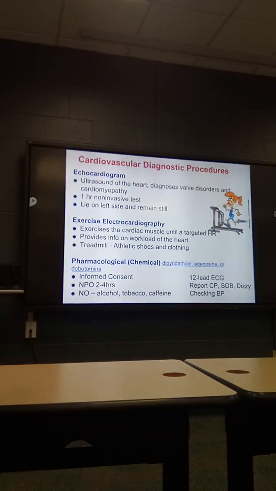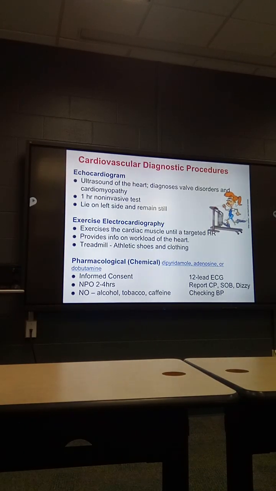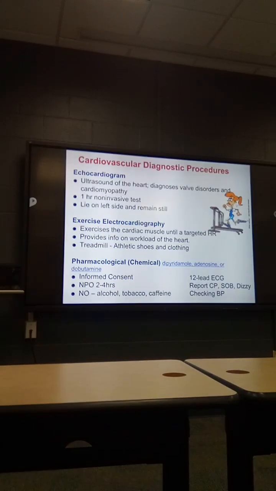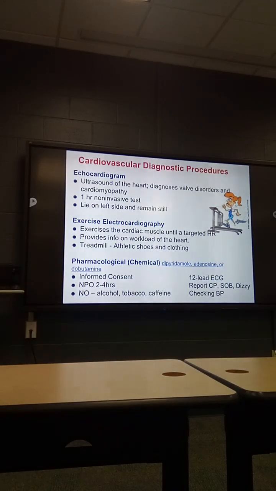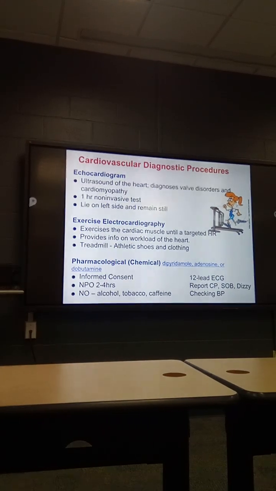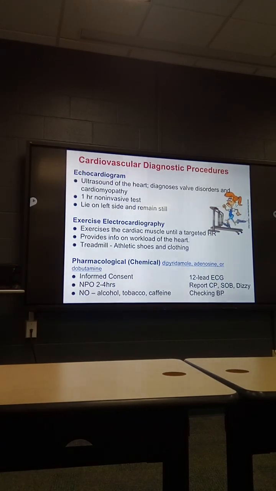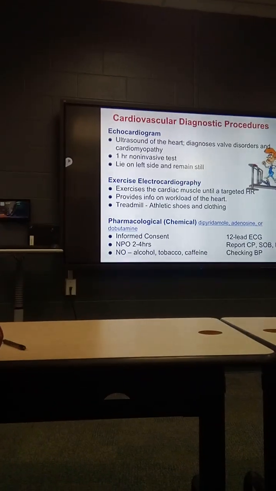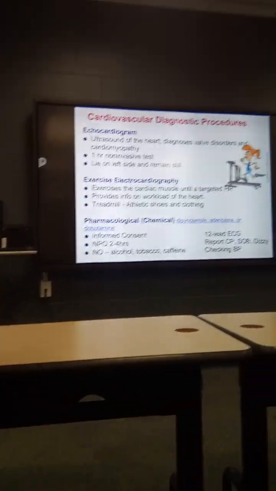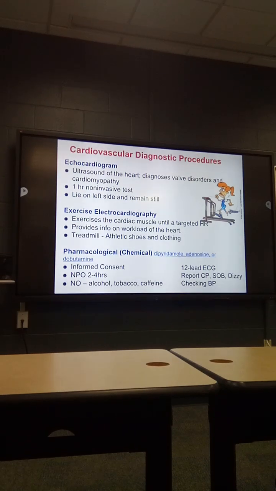And then we get into the stress test. There's two types of stress tests. There's a treadmill one, and then there's an adenosine one. The treadmill one, the person gets on the treadmill, they start walking, they start running, and they have wires on to make sure that the technician is looking at their heart rhythm while they are doing this.